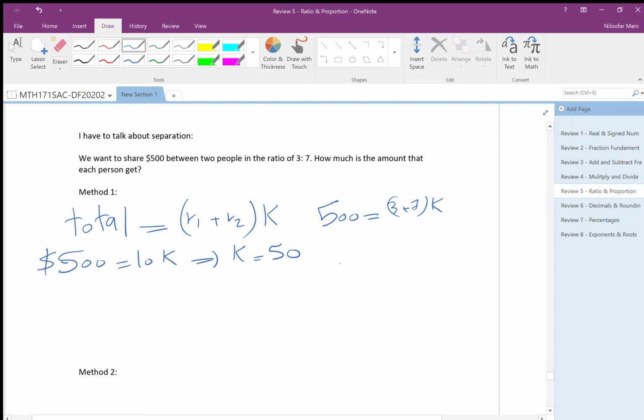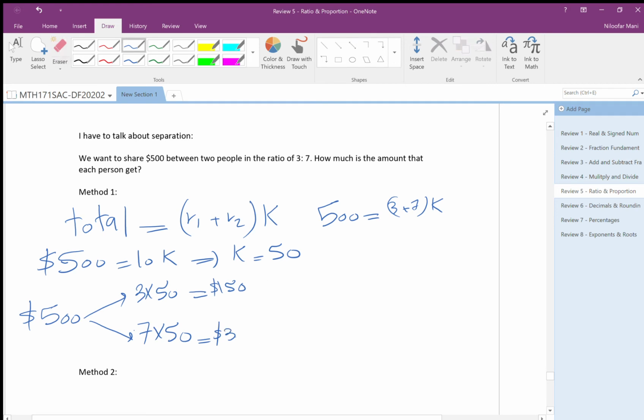So out of 500, one person has 3 times 50, and one person has 7 times 50. So one person has 150 dollars. What do I say? Dollar. So 3 times 50 is 150. It's not good to think about something else when you are doing math. So $150 for one of them, and the other one is $750. Am I right? Oh no, sorry, 350.